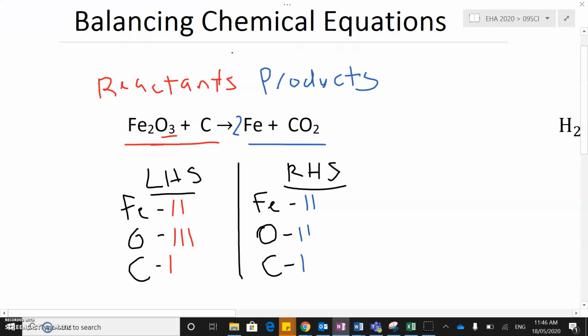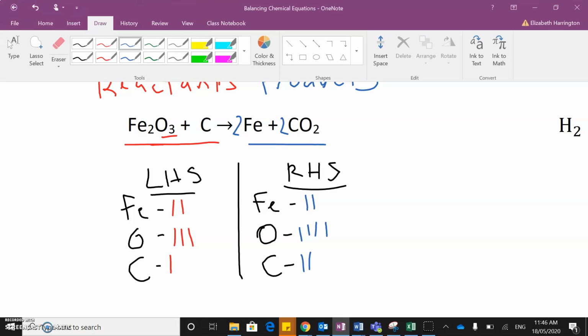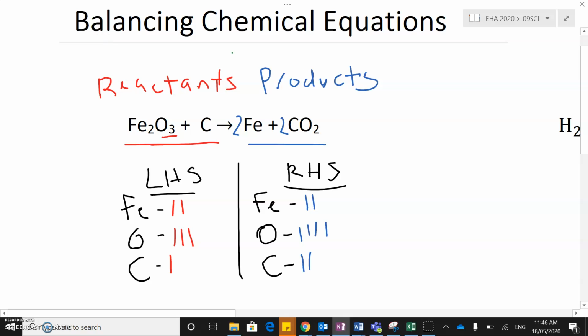I need to increase the number of oxygens on the right-hand side, so I'm going to put a little 2 in there. Now I need to adjust my numbers. I've got 2 carbons on the right-hand side now, and 2 times 2, 4 oxygens. Alright, now I've put my numbers out of whack. Let's go back over to our reactant side. I've got 3 oxygens on my left-hand side and 4 on my right-hand side.